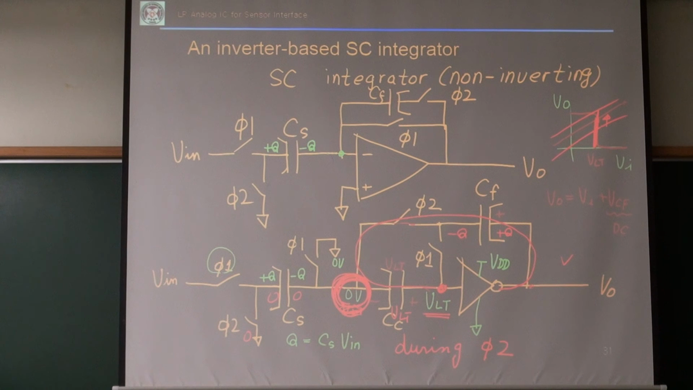Do you agree? So this charge is completely moved to CF, because this voltage is 0 and charge doesn't remain at the CS. Okay, if no question, then let's start here.